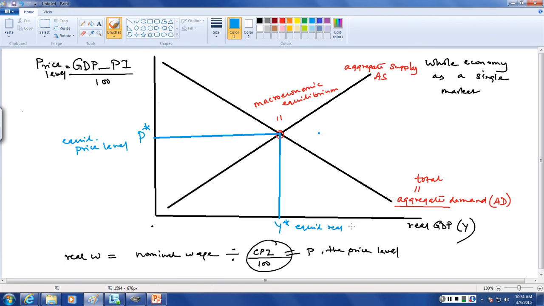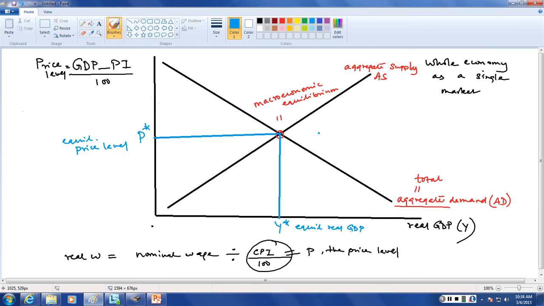No, hang on. Equilibrium real GDP. What do you mean by demand equilibrium? I heard you say supply. Oh, okay. So we have P star and Y star. P star is the equilibrium price level, and Y star is the equilibrium real GDP.